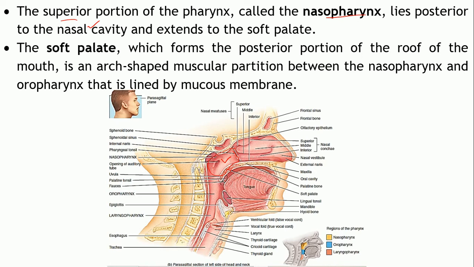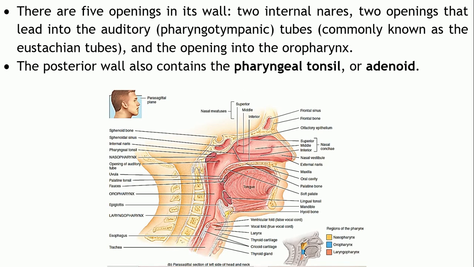The soft palate is the posterior portion of the roof of your mouth, as we have seen. It is an arch-shaped muscular partition between the nasopharynx and the oropharynx, and it is lined by mucous membrane. Now, coming to the openings into the nasopharynx, there are in all 5 openings in the walls of the nasopharynx.